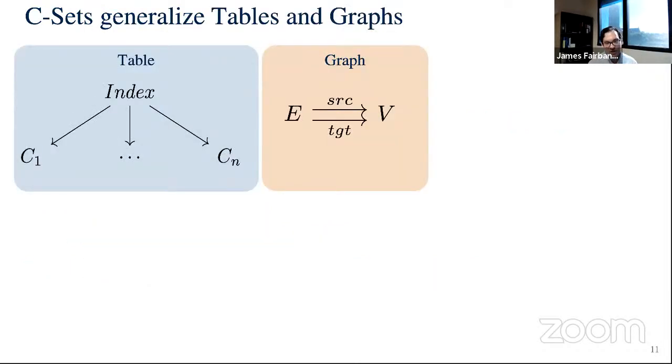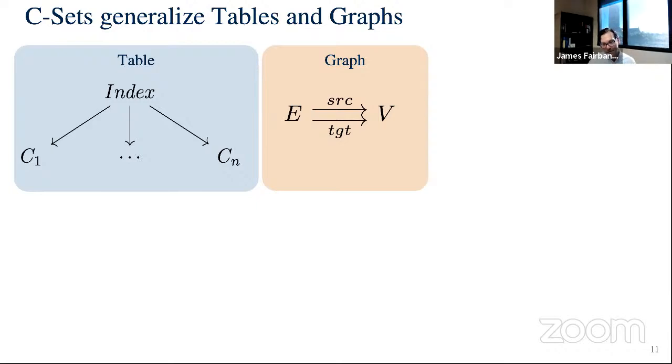So these things, CSets, generalize tables and graphs. To view a table as a CSet, you have one object that represents the index, and each of the legs represents a column. So in this multi-span, this is like a table of categorical data. The arrows are mapping for each row. The ith arrow sends each row to the ith field of that row. So that's how you could model a single database table.